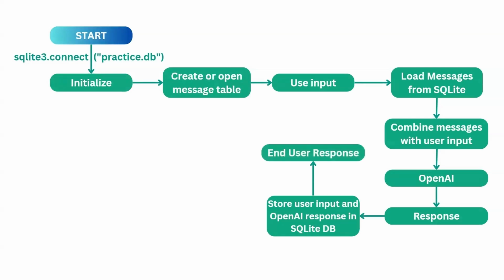This cycle repeats for every user input, allowing the chatbot to remember previous conversations across runs without requiring any external database server. It will take the user input and then load all the latest messages from the SQLite database. Then again, it will combine the earlier messages and the user input, send them to OpenAI, and then get the response. Now we save that user input and the OpenAI response again in the SQLite DB. This process continues until the user types exit. Once the user types exit, the program execution stops.